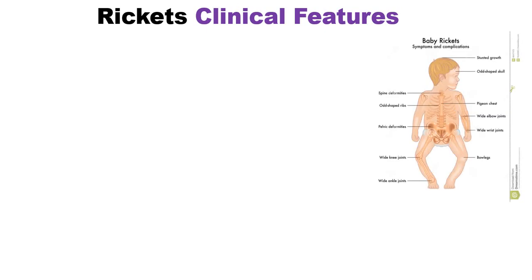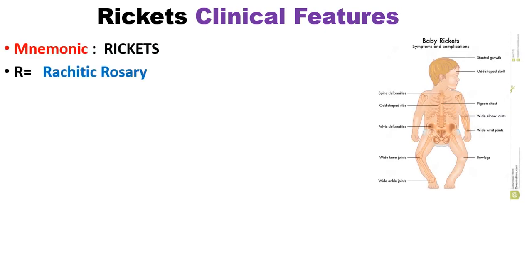Hi everyone, in this video we will discuss the mnemonic for the Rickets clinical features. So the mnemonic is RICKETS, as the name indicates. R for the ragged rosary.